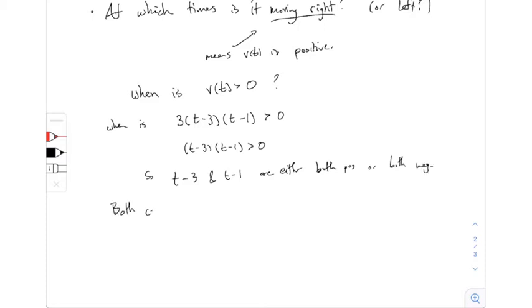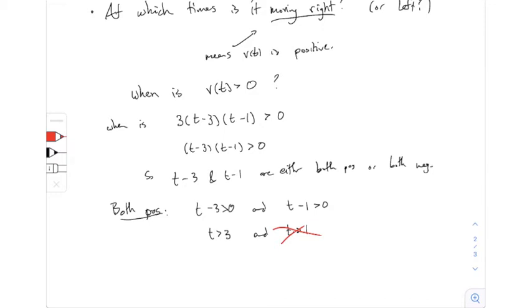What if they're both positive? That means t minus 3 is greater than 0 and t minus 1 is greater than 0. We can solve each of those for t. It says t is greater than 3 and t is greater than 1. So it means this thing is moving to the right whenever t is greater than 3 and t is greater than 1. This is actually kind of redundant to say t is greater than 3 and t is also greater than 1. You don't even need that second part.